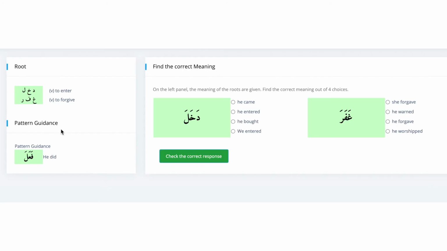Let's find the meaning of a few words. On the left panel, the meaning of the roots is given. دخل, he entered. غفر, he forgave.